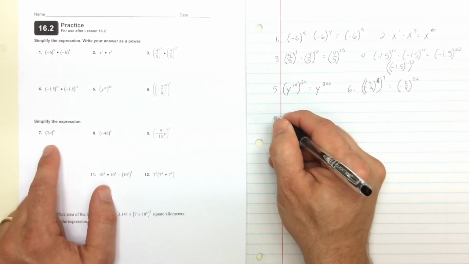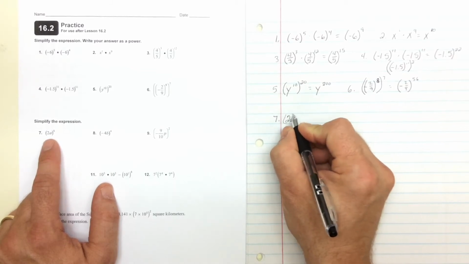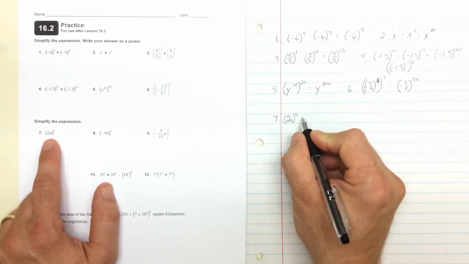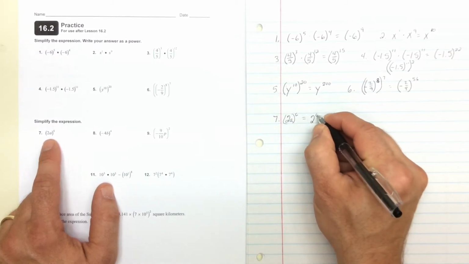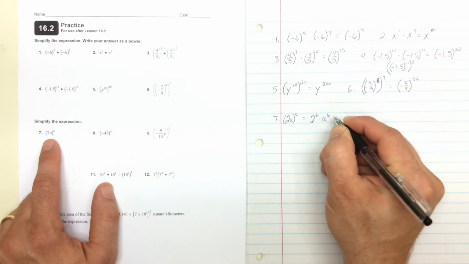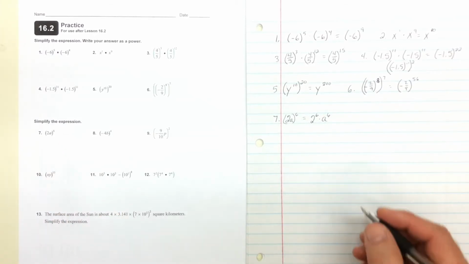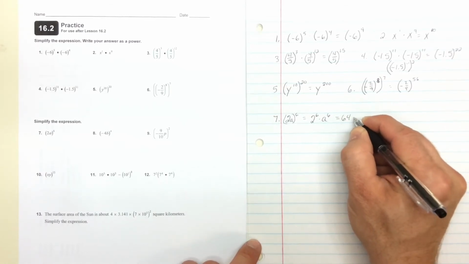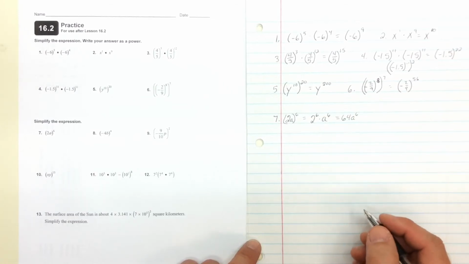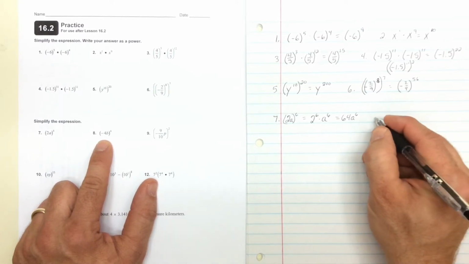Simplify the expression. So for number 7, 2a to the 6th power is the same as 2 to the 6th power times a to the 6th power. And 2 to the 6th power, well, that's the same as 2 times 2 times 2 times 2 times 2 times 2 equals 64a to the 6th power. Don't put this in parentheses or else that 6 would apply to each thing.